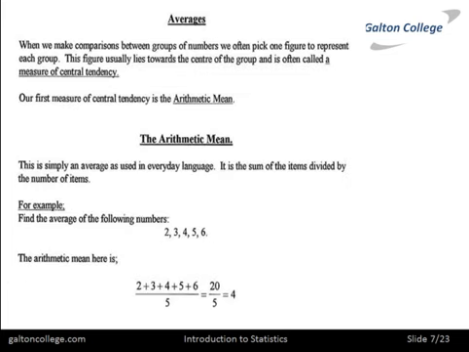Okay, averages. Well, the arithmetic mean is the most popular one. You just add up the numbers and divide by the number of numbers you've got. So you've got 2, 4, we've got 5 here. So it's 2 plus 3 plus 4 plus 5 plus 6. 5 and 6 is 11. 11 and 7 is 18 and 2 is 20. So it's 20 divided by 5, which is equal to 4. The average is 4. The mean is 4.